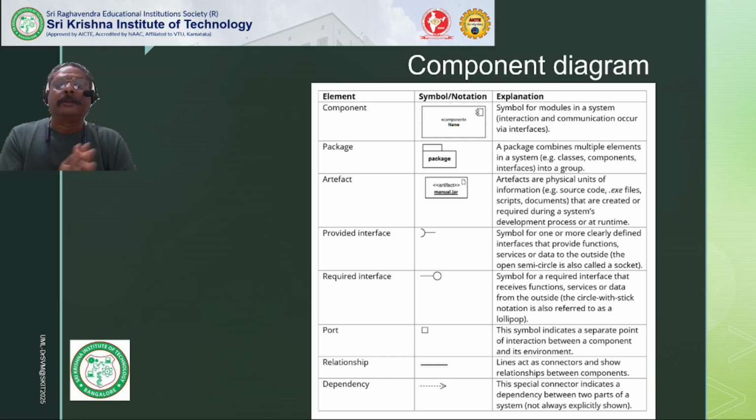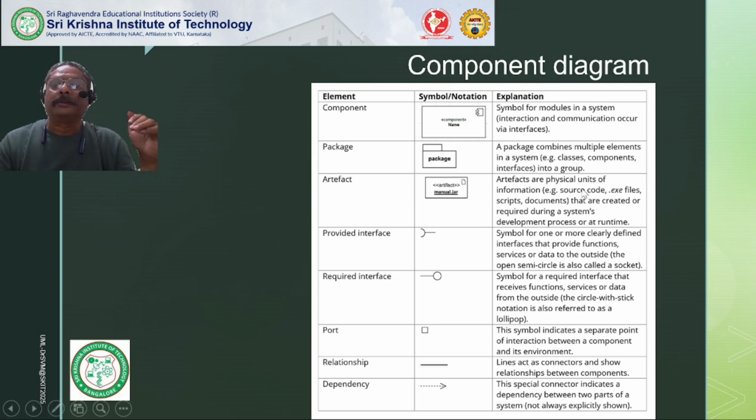So these are the various symbols used in the component diagram. We have a component, where we draw one rectangle for each component or module, with its name, and inside we have a symbol saying that this is a component. Components having common features can be put under one package. A package combines multiple elements in a system, like classes, components, and interfaces, into a group so that we can talk at a higher abstraction. Then we have the artifact.